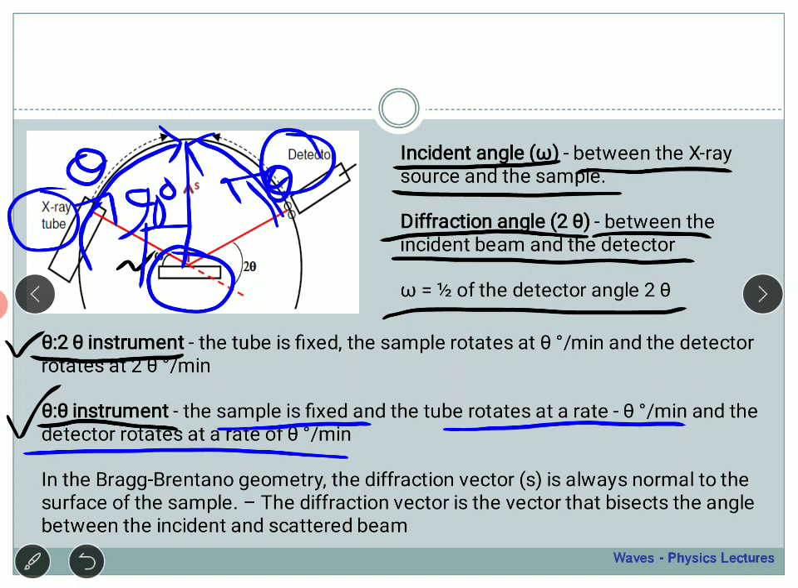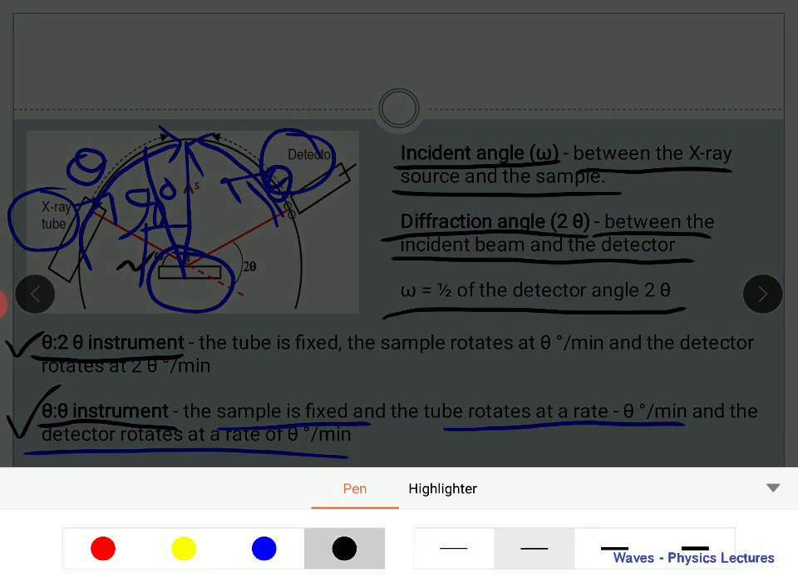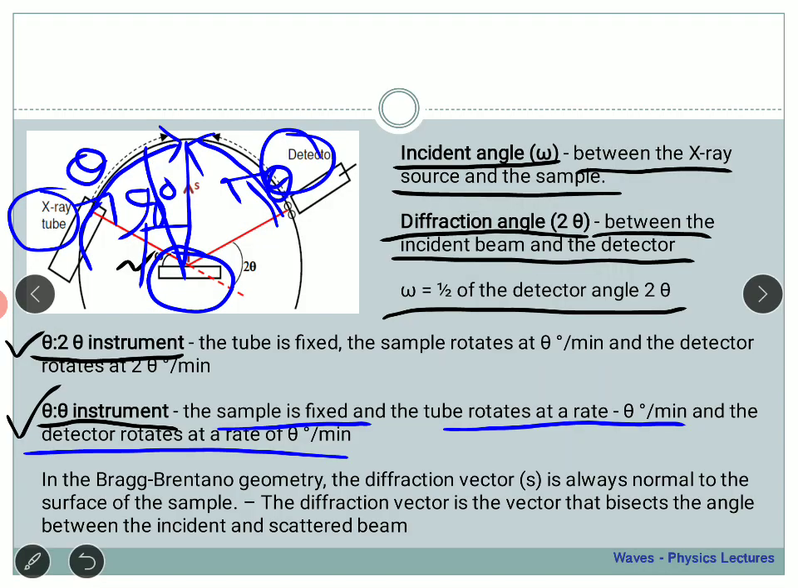So if the X-ray tube is at 80 degree, and the detector is also at 80 degree, there are chances you will be getting some kind of signal, but at 90 degree you are definitely not going to get any kind of signal, okay. So this is what the Bragg-Brentano geometry is all about, very important.